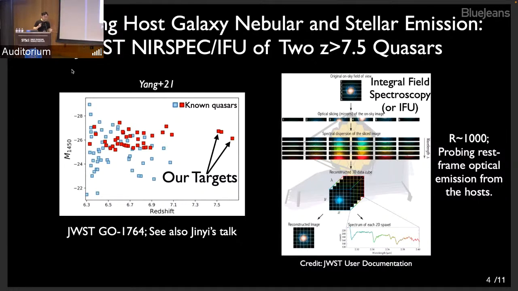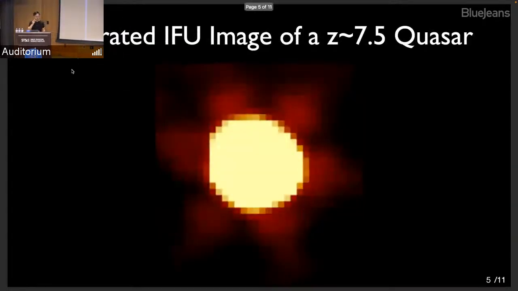But before we can really see the host galaxy emission, there is one challenge. That is, the quasar is so bright. Basically, a quasar is a point source. So this is a Y-band image of one of the redshift 7.5 quasars from our program, where we stack along the wavelength range. And basically it looks very similar to a pure PSF. So what should we do to really subtract the quasar and see the host galaxy?